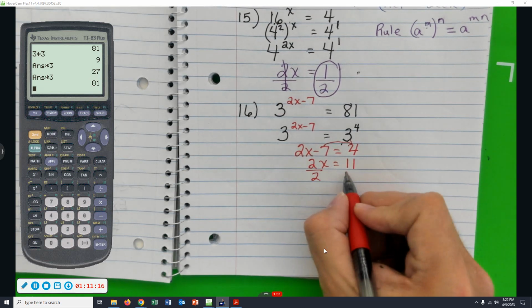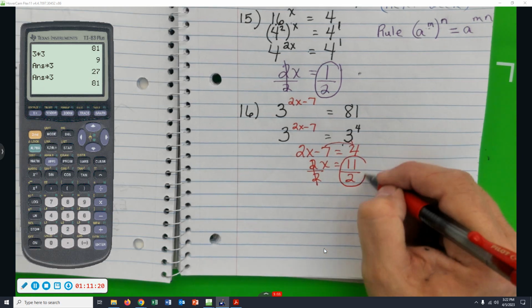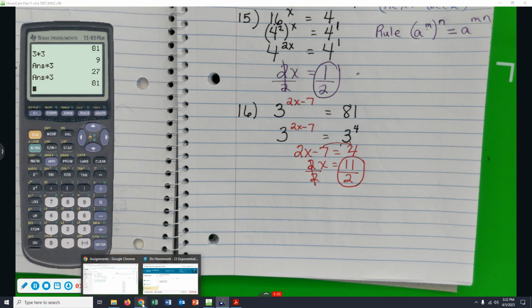Did y'all hear 11 over 2? The trick is getting the same base on both sides. Any questions there before I type in the answer? She's still writing. I'm just confused, so I'm just trying to understand it as I'm writing.